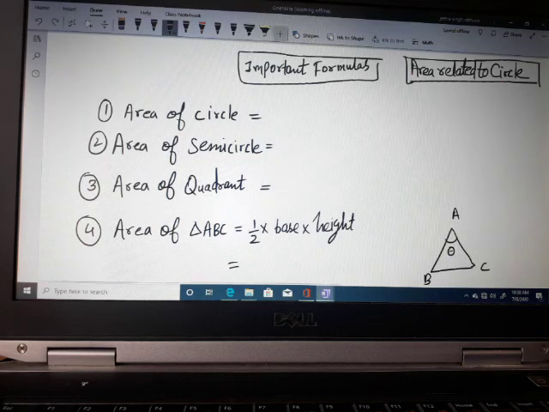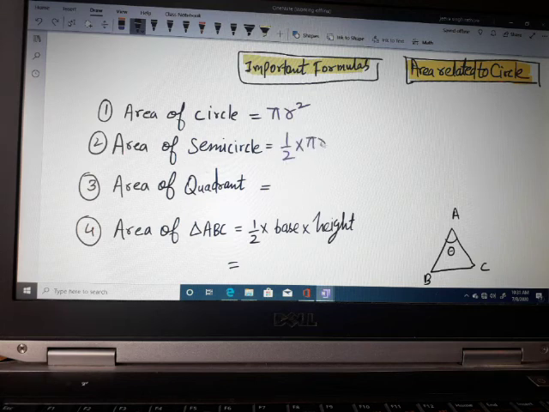Start the topics. What we have discussed in the chapter theory in the first lectures. Just recall the formulas, the important formulas related to the chapter area related to the circle. I am going to explain again. Area of circle is equal to pi r square. What is the area of semicircle? That is half of this circle, so half of pi r square.